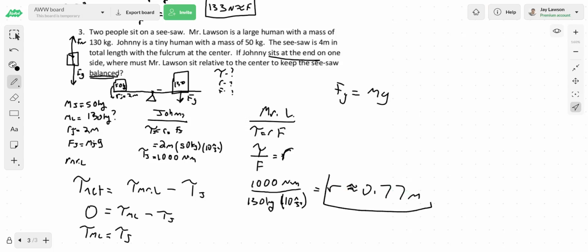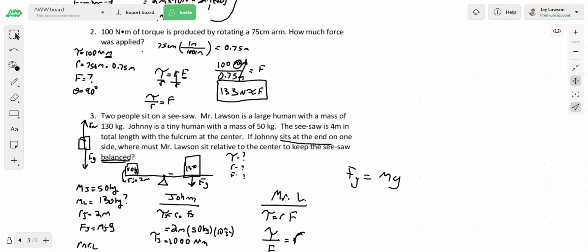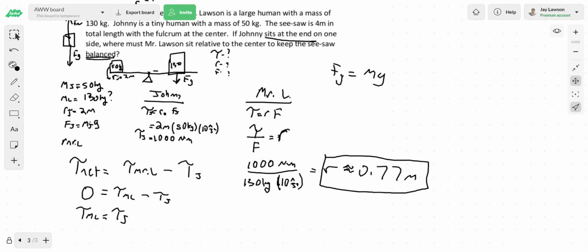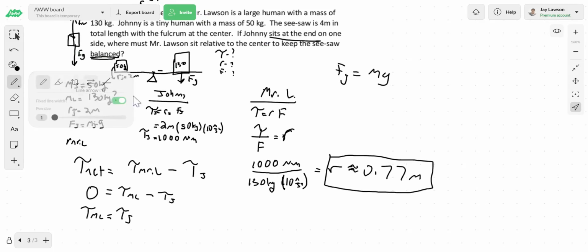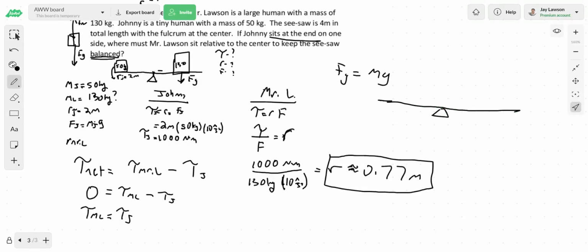So what does this mean? This long drawn out problem is like, oh, this stuff just got difficult. Not really. We just got to break it down. But what does this answer mean? Well, that means if me and Johnny are sitting on a seesaw and Johnny's on the end of it at 2 meters, that means I need to sit 0.77 meters from the fulcrum in order to keep it balanced.